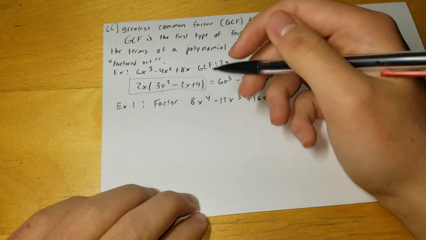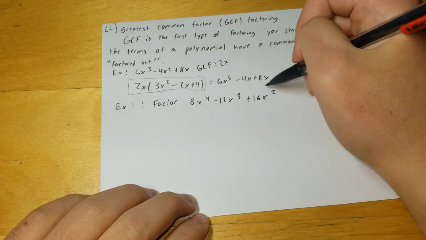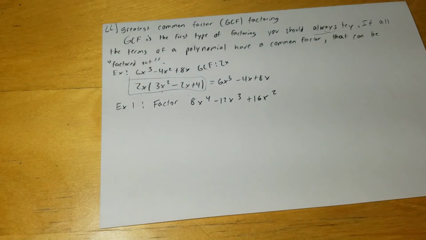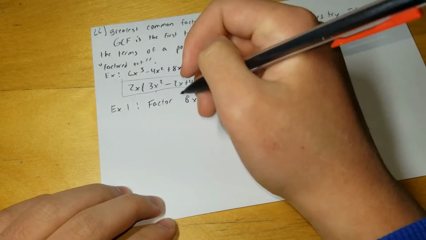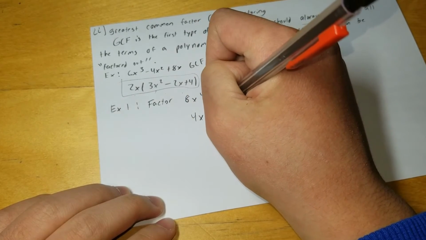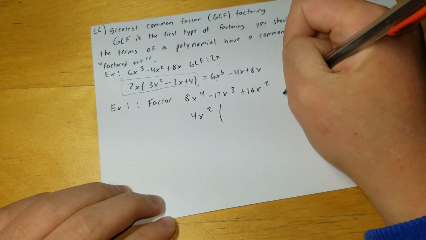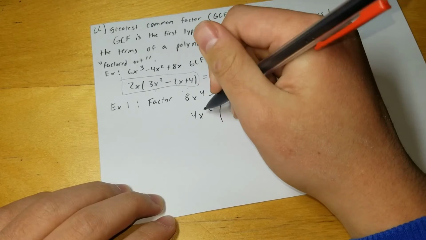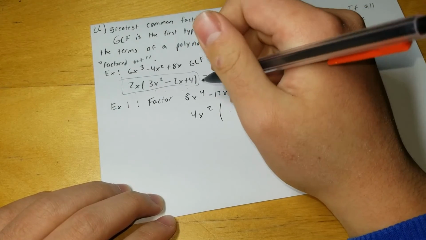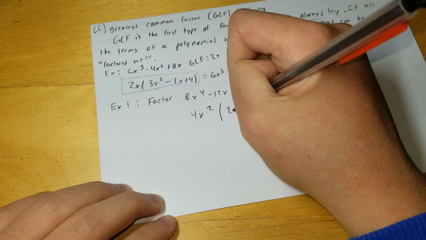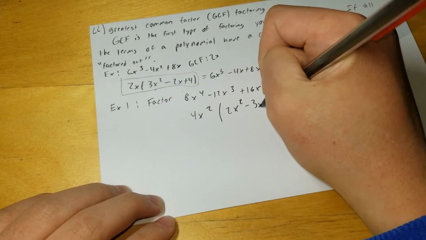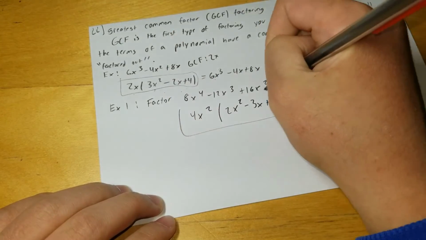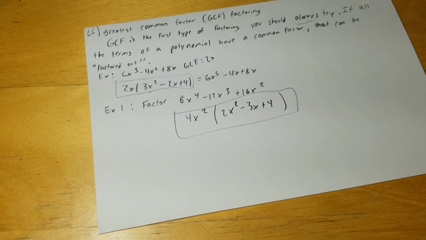So 8x to the 4th, what is the greatest common factor of all of this? The GCF of all of this would be 4x squared. 4x squared, and then what times what? 4x squared times what would give you 8x to the 4th? 2x squared. And then you repeat the process, and that would be your final factored form right there. Okay, let's move on.